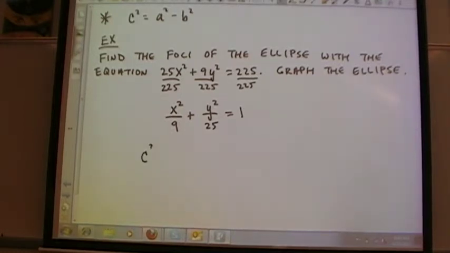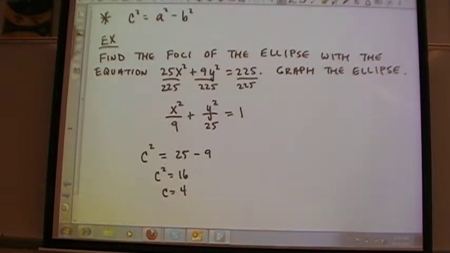So we've got to look for C. C squared equals, what's A squared? 25. What is B squared? 9. Okay, so what is 25 minus 9? 16. So what is C? C is 4. So C is representing my foci.